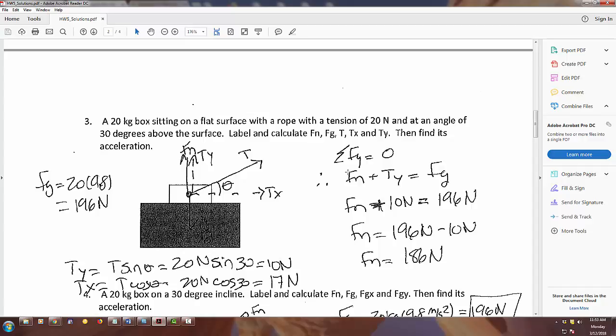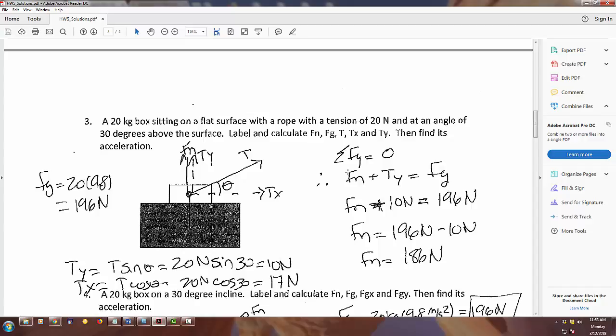But it's also important for you to sketch in the x component of the tension and the y component of the tension. When you pull a force at an angle, you're pulling it to the right and you're lifting up on the box with Ty. So in the y direction, there are 3 forces. There's Fn, which is the surface pushing on the box. There's Ty, you lifting up on the box. And both of those are balancing out the weight.